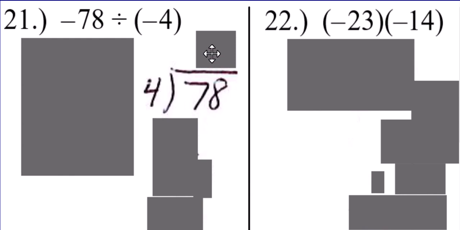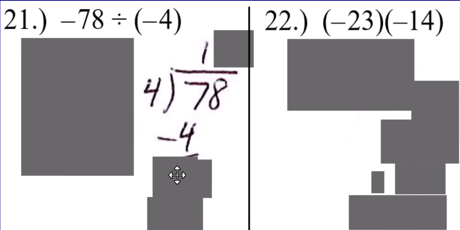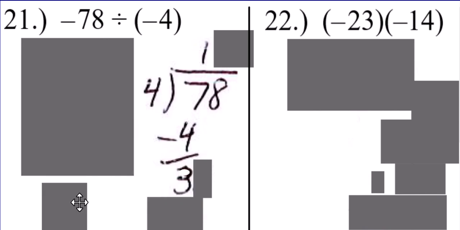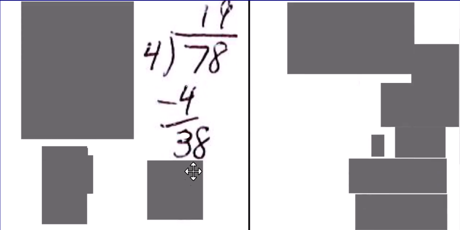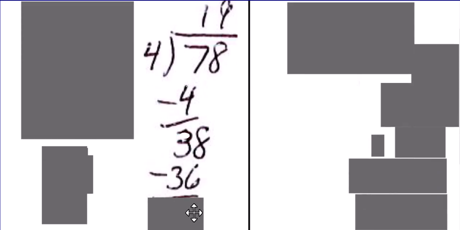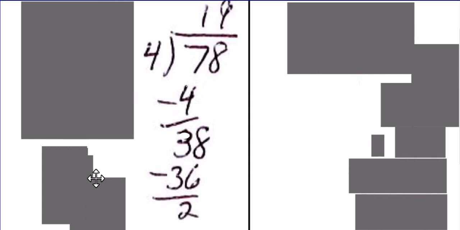How many 4s go into 7? Only one of them. 1 times 4 is 4. Subtract. You would get 3. Bring down the 8. How many 4s would go into 38? 9 of them, but it's not going to be perfect. 38 minus 36 leaves us with 2.